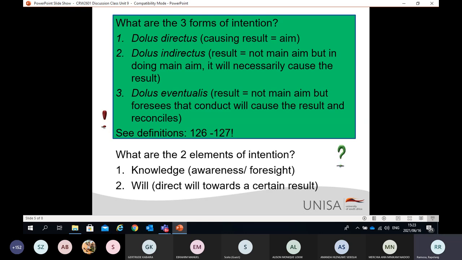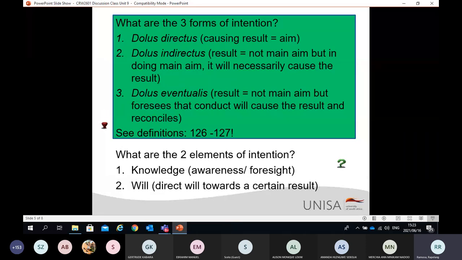This would happen, for example, in the clearest example given to you, where X shoots at a target through a glass window. His main aim or goal is to hit the target, but he realized that by doing this, he must necessarily also shatter the window. Now, if that happens, X will be charged with two crimes. He will be charged with murder in respect of hitting the target. We would assume for the purpose of this example that it's a person. He'll be charged with murder and he will be charged with malicious damage to property in respect of the shattered window. Now, both of those crimes require proof of intention.